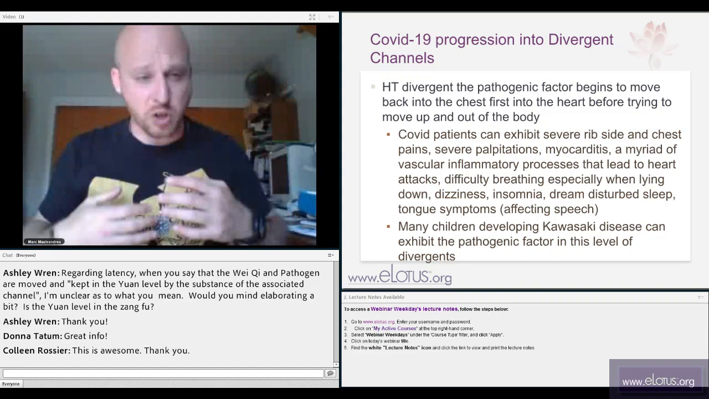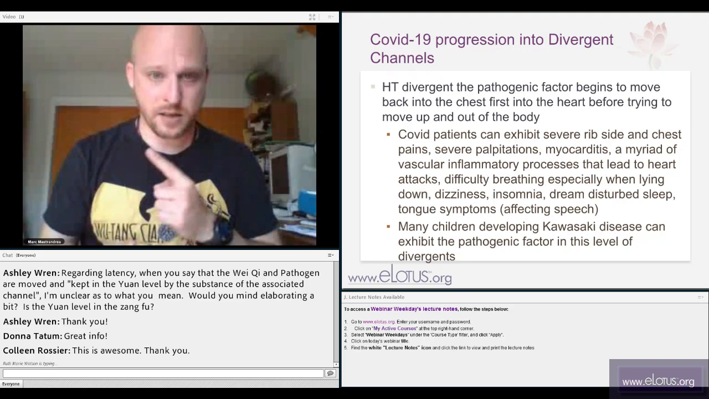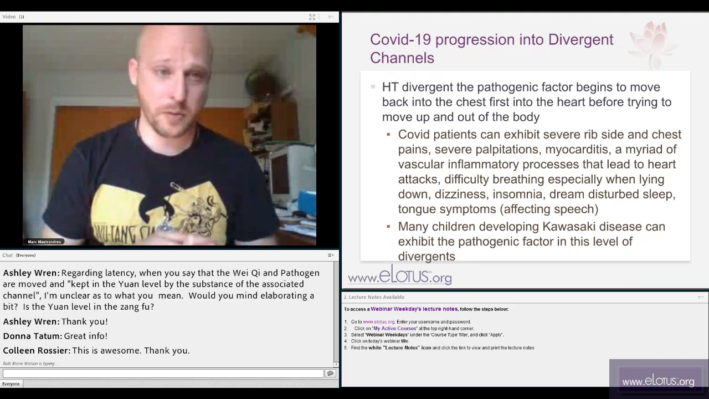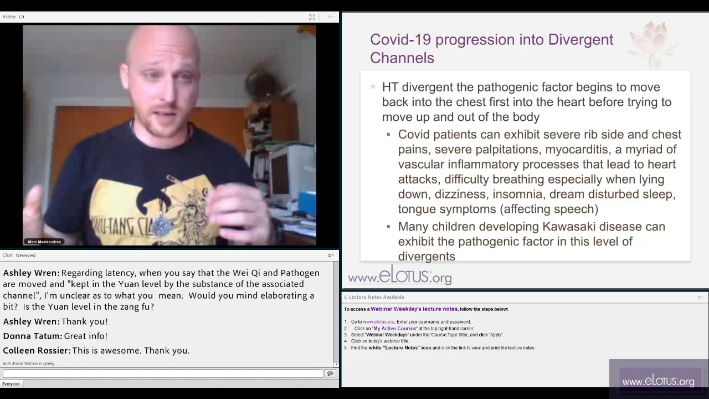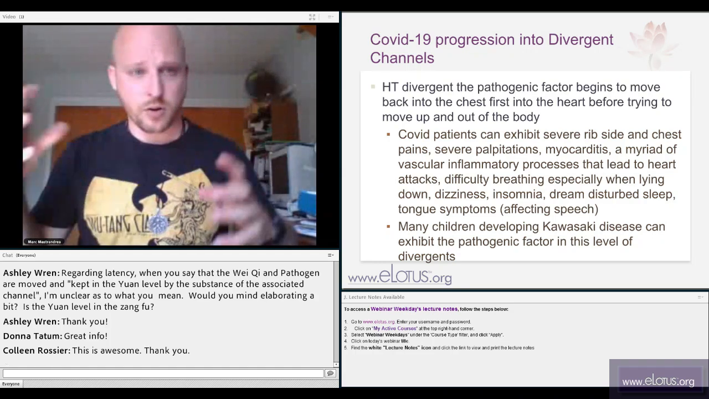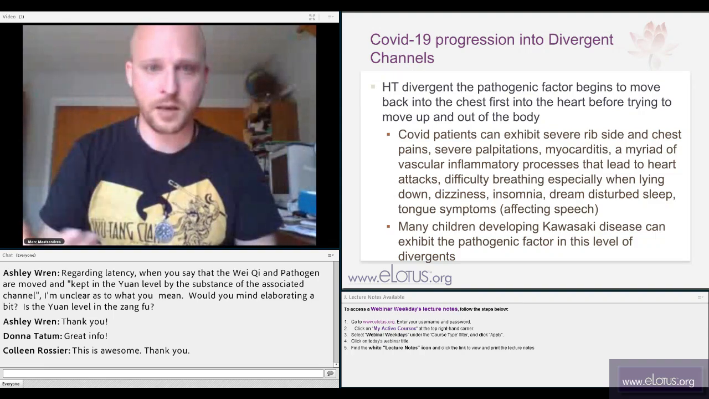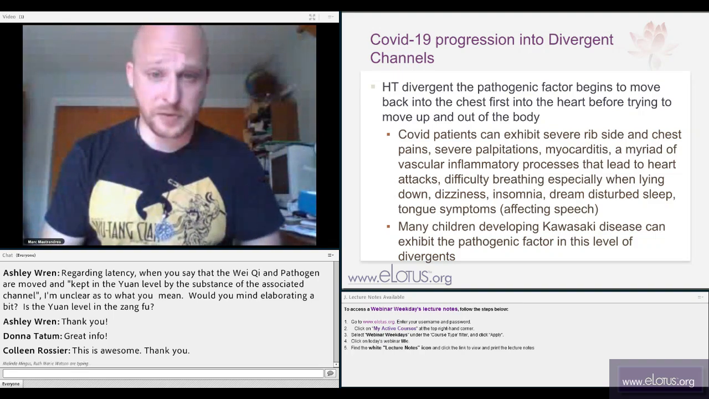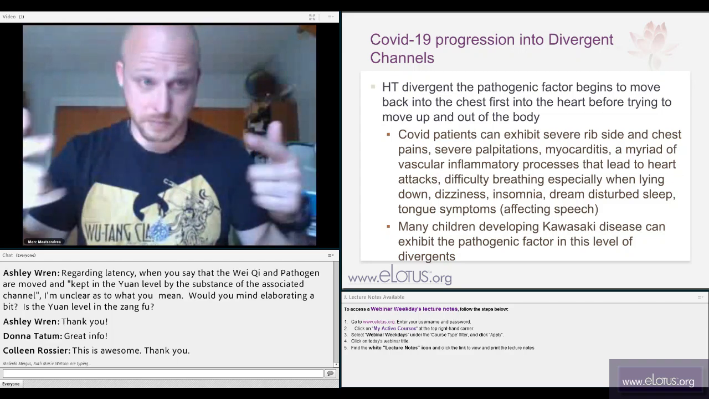It'll get worse. They'll start to get palpitations. This is where you see in people with COVID, they have myocarditis. They have a ton of vascular inflammatory processes starting to occur. So when you read and you're like, oh my God, COVID creates clots and strokes and all these things and cardiovascular issues, it's a progression of the channels. It's all explained. So the vascular inflammatory processes that lead to heart attacks, COVID patients have heart attacks.